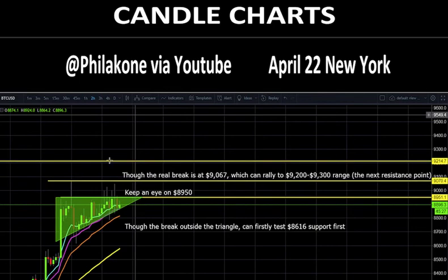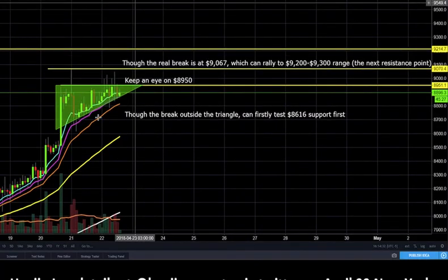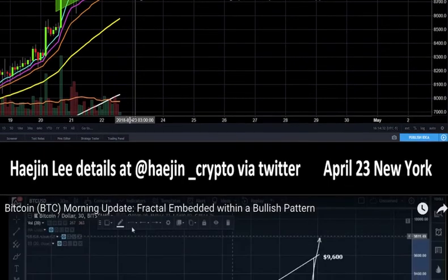So candle charts, Filicone first. Again, here's the ascending triangle we just talked about in the previous section. We can just keep on going up, break this, and get into that 9200 zone right here, 9400 zone, or we could actually break down and reach that 8600 zone, as I just mentioned above.